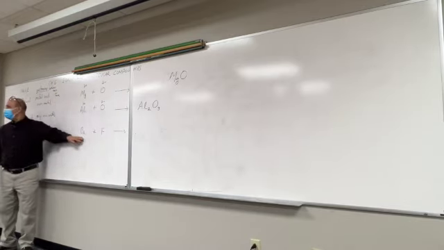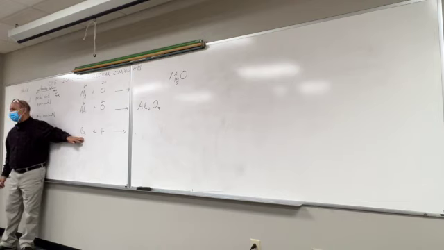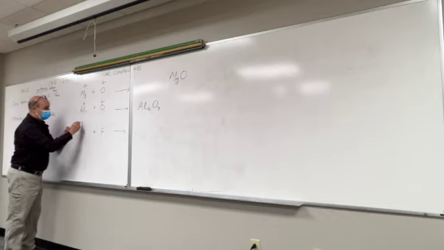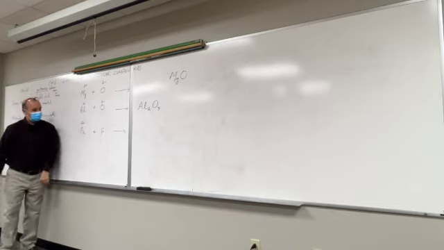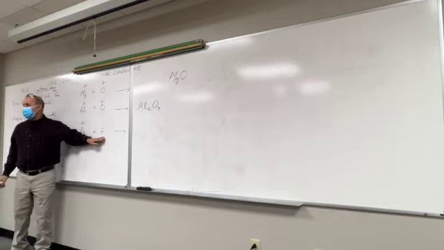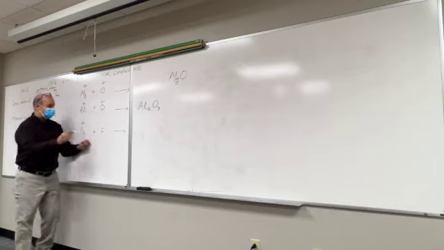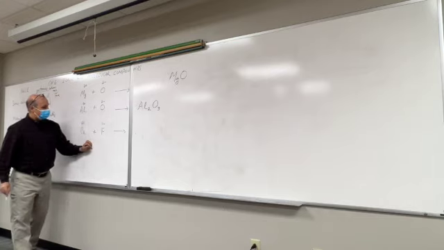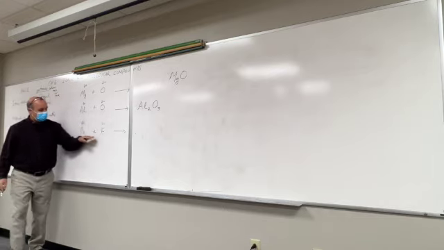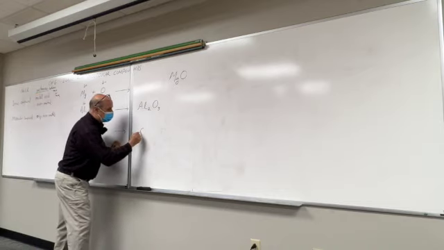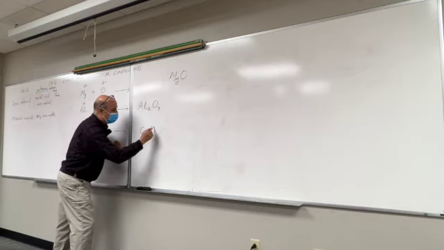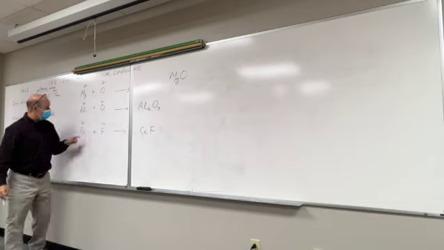So calcium is in group 2. So what's going to be the charge? 2 plus. And it is a cation. Fluorine is in group 17. So what's going to be the charge? 1 minus. So the formula, putting the metal first, is CaF, and now crisscross.